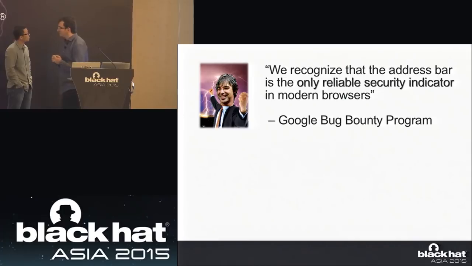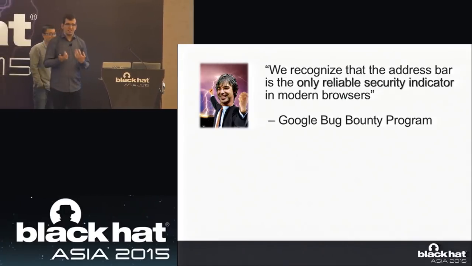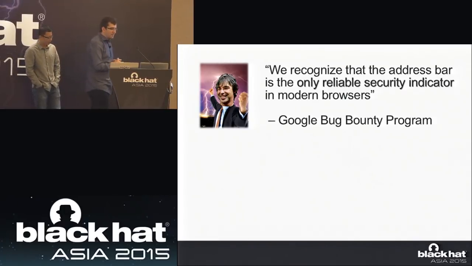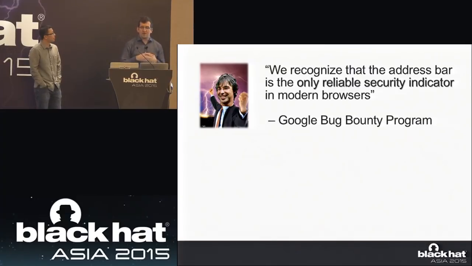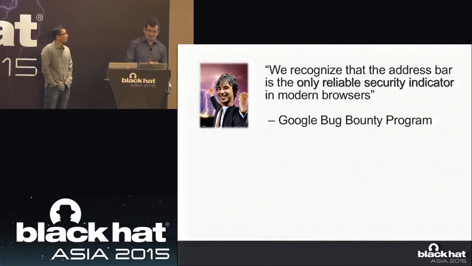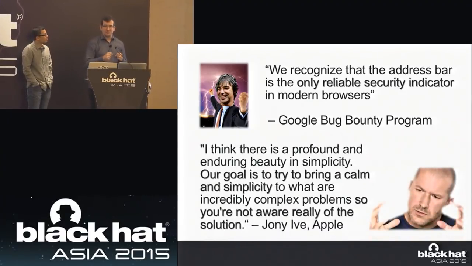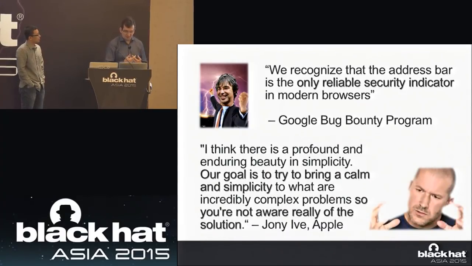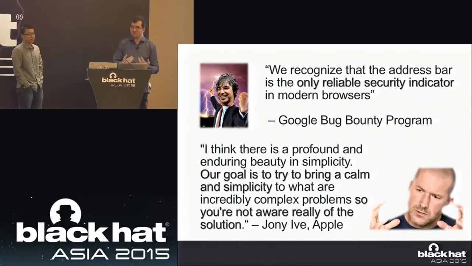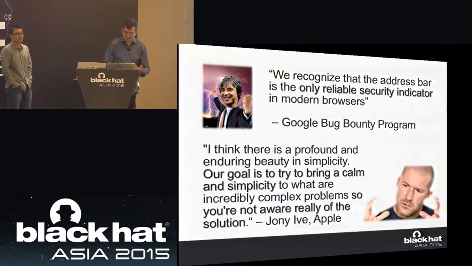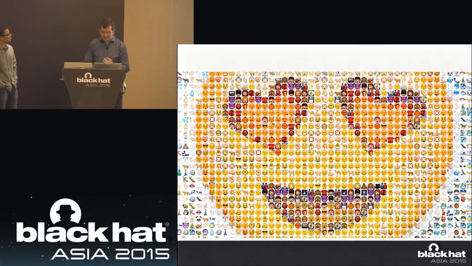And let's talk a little bit about the design philosophies. What we see is Google thinks the only reliable security indicator in a browser is the URL bar, whereas Apple is always looking for simplicity. Apple is always looking to bring calm and simplicity so you're not really aware of what's happening behind the scenes, right? So let's see how that plays in the Apple ecosystem.